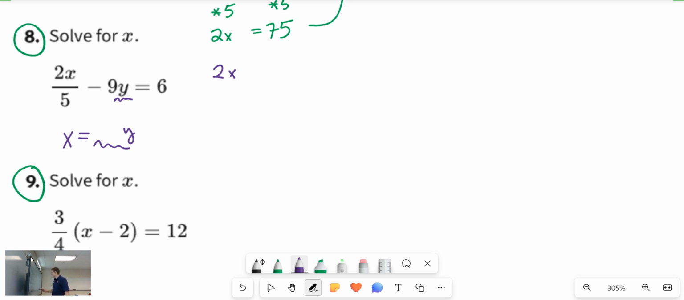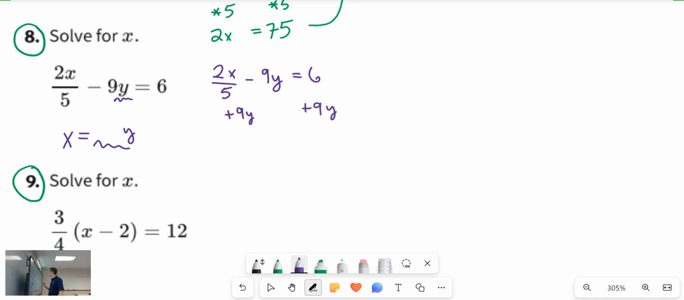So here we go. 2x divided by 5 minus 9y equals 6. So the first thing we do is we add 9y to both sides, right? Plus 9y to both sides.